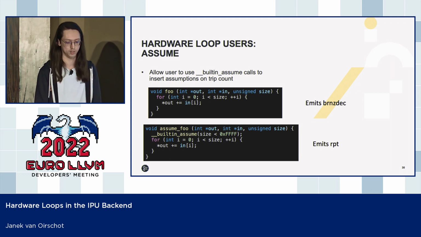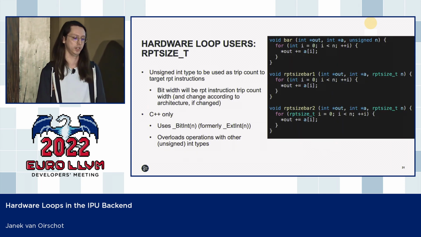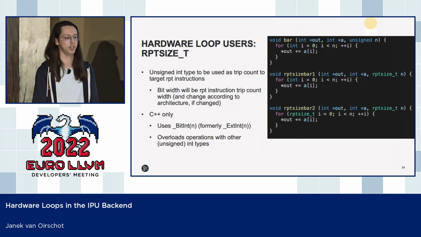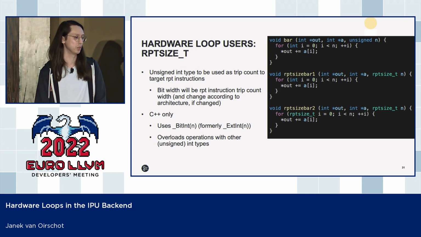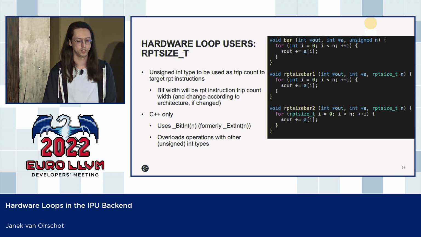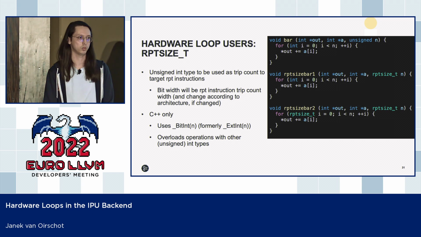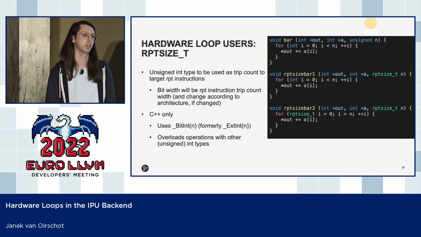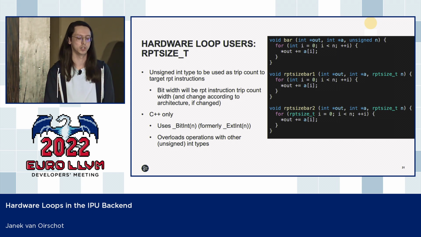But if we add the assume and just make sure that it's within this repeat trip count range, it will emit a repeat, actually. Another option is that we have the repeat size t, which is an unsigned int type, which can be used as the trip count to target repeat instructions, or if you use it as a trip count of a loop, it will make sure that the repeat size t is within the range of a repeat instruction trip count. It will also change depending on what architecture you're compiling for.